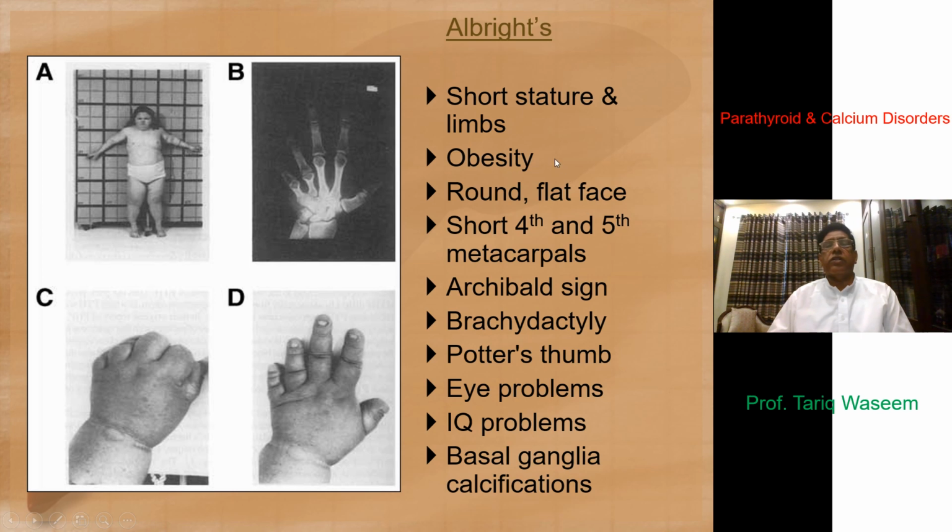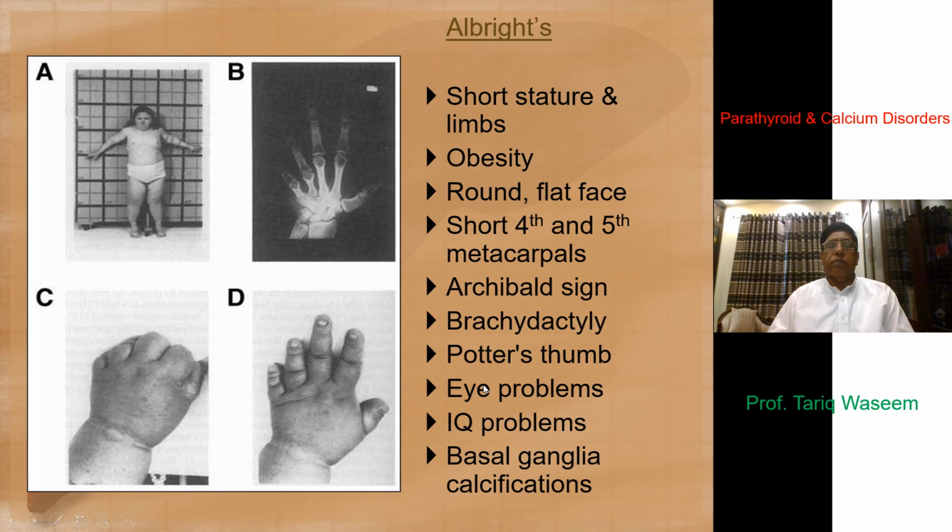They do have a short stature and limbs. They are usually obese. They have a round and flat face. The most peculiar thing is there are short fourth and fifth metacarpal bones, resulting in short fourth and fifth fingers, the ring and little fingers. Archibald sign is when you make a fist, you have dipping of the knuckles. Brachydactyly, short fingers. They have potter's thumb.